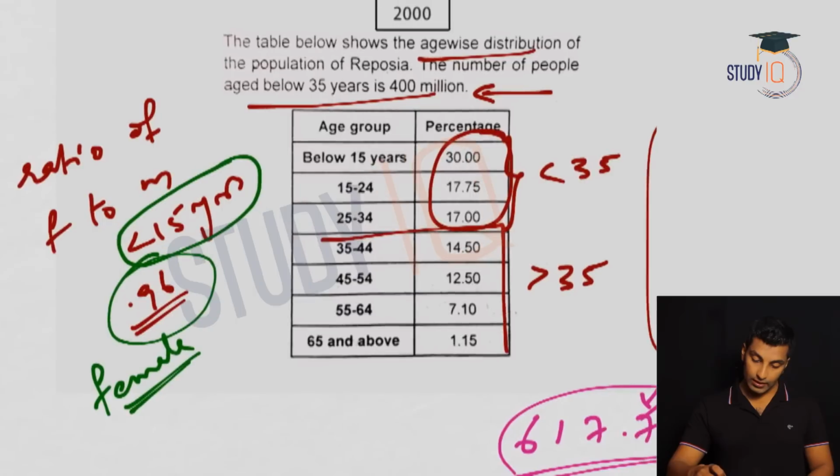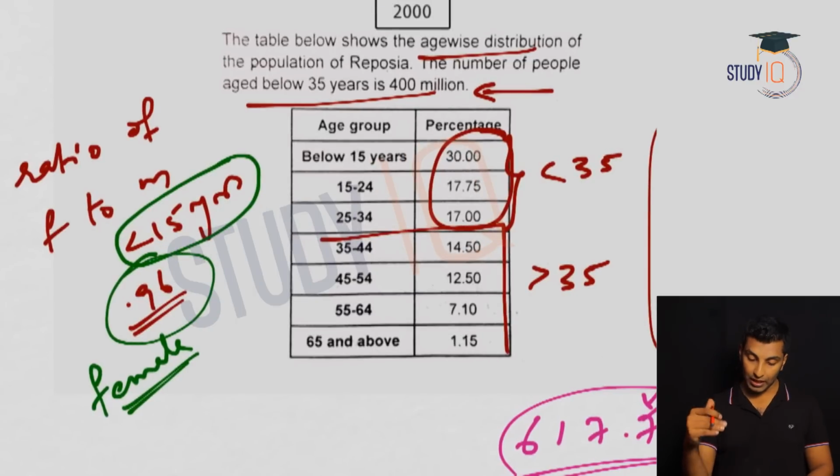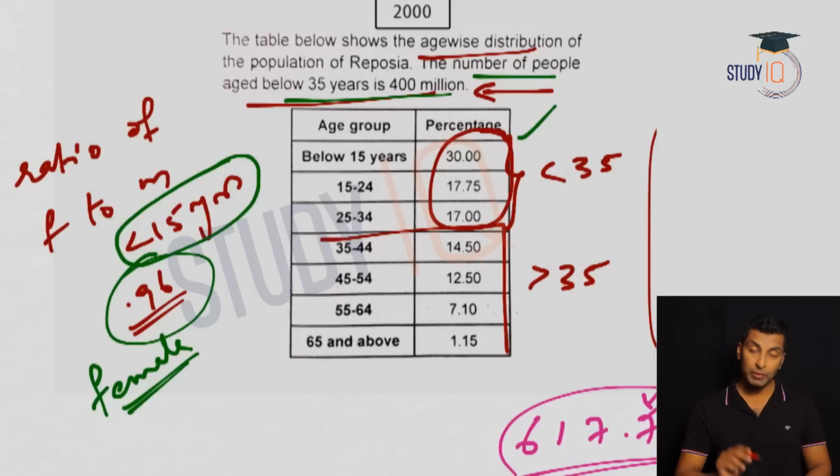Okay, so the age-wise population distribution is given in the table. One more piece of information: the number of people below the age of 35 is 400 million. From that we got the total population. Another piece of information, the ratio of female to male for the age group less than 15 is given as 0.96. Then you need to know the number of females in that group. Okay, so how will you proceed?